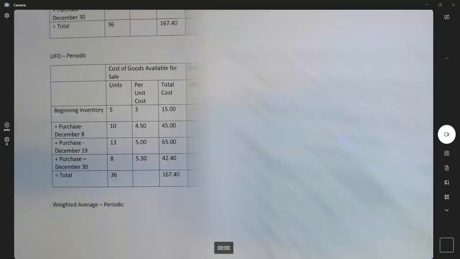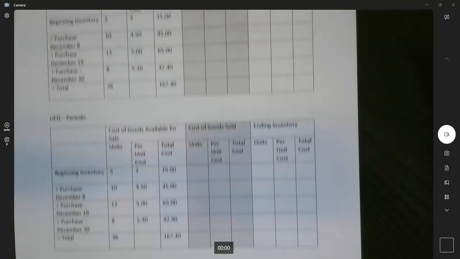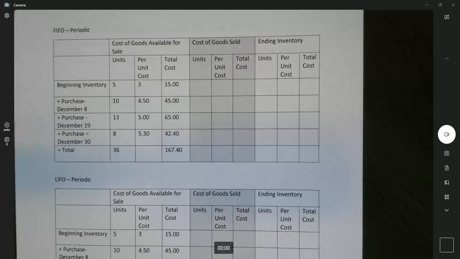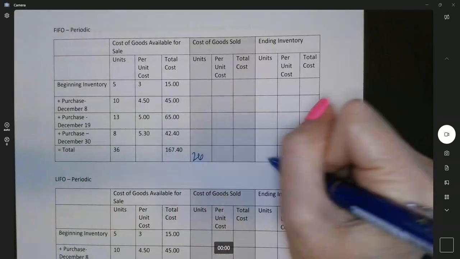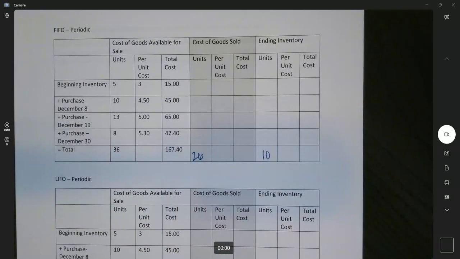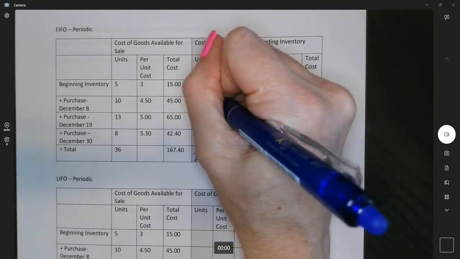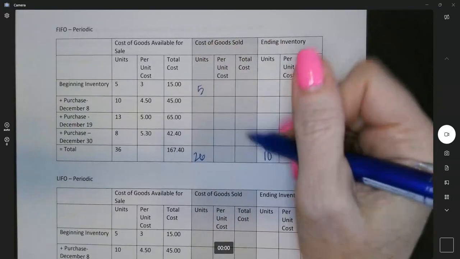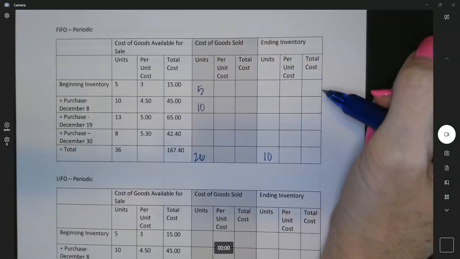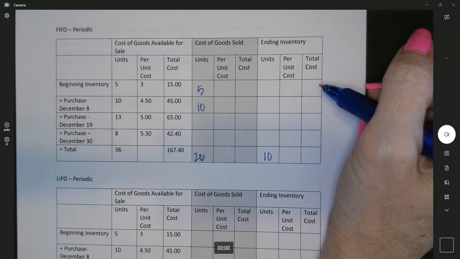Turning the page. Now we're going to do first in, first out with periodic. Same info. We still sold 26 units. We still have 10 in our ending inventory. In first in, first out, we go chronologically down the line until we hit 26. So we start with beginning inventory of 5. We move on to December 8th, and that's 10. We have 15 units accounted for, which means we need to account for 11 more.